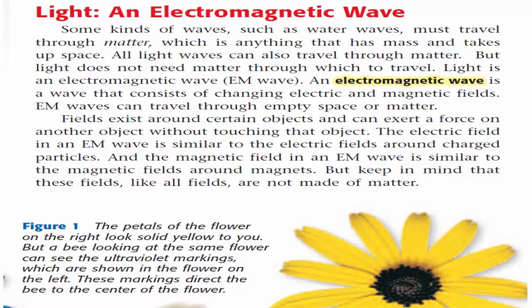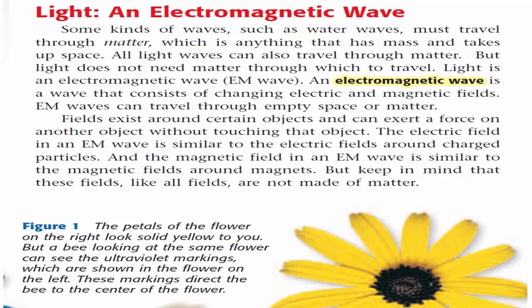Light is an electromagnetic wave, or EM wave. An electromagnetic wave is a wave that consists of changing electric and magnetic fields. EM waves can travel through empty space or matter. Fields exist around certain objects and can exert a force on another object without touching that object.